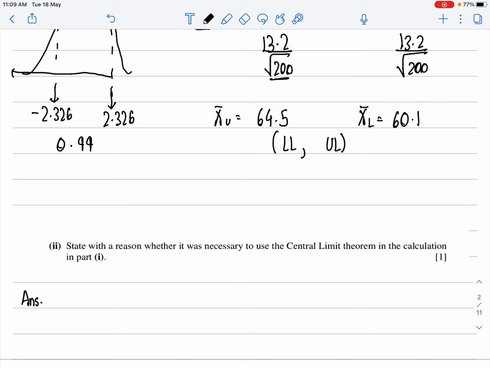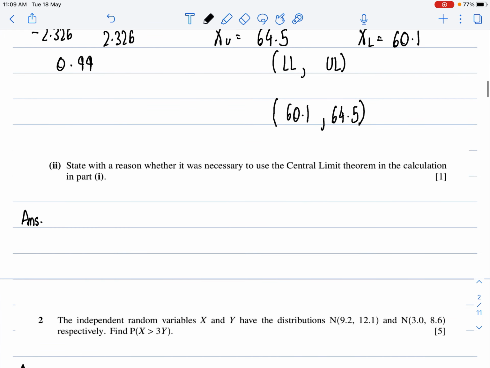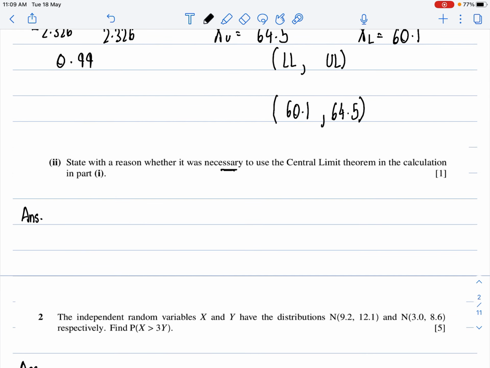Now the confidence interval is always written as the lower limit comma the upper limit. So my final answer will simply be 60.1 comma 64.5. Now state with the reason whether it was necessary to use the central limit theorem in the calculation.